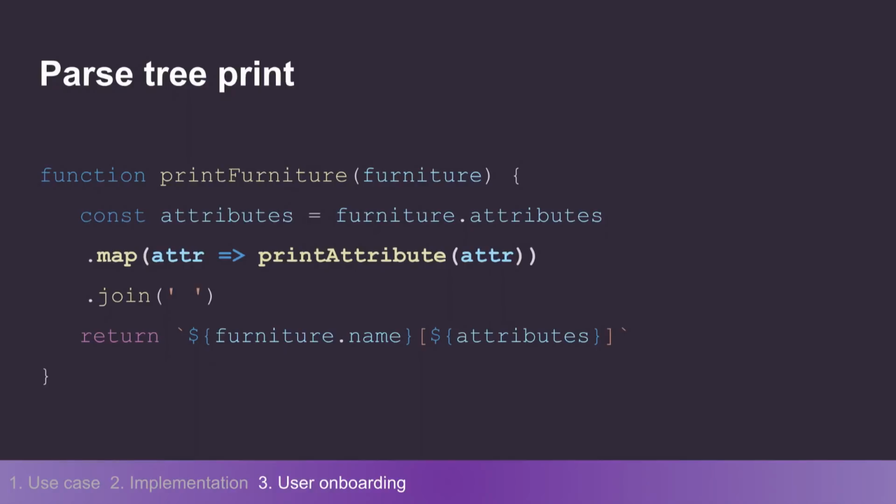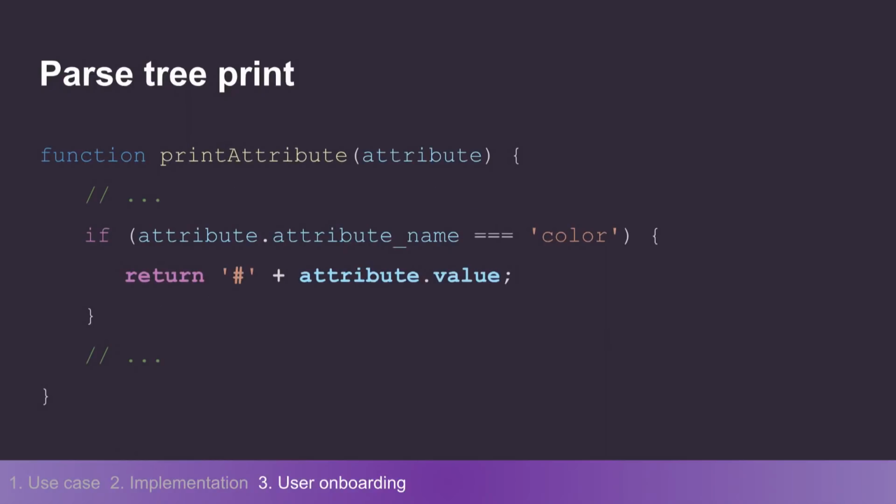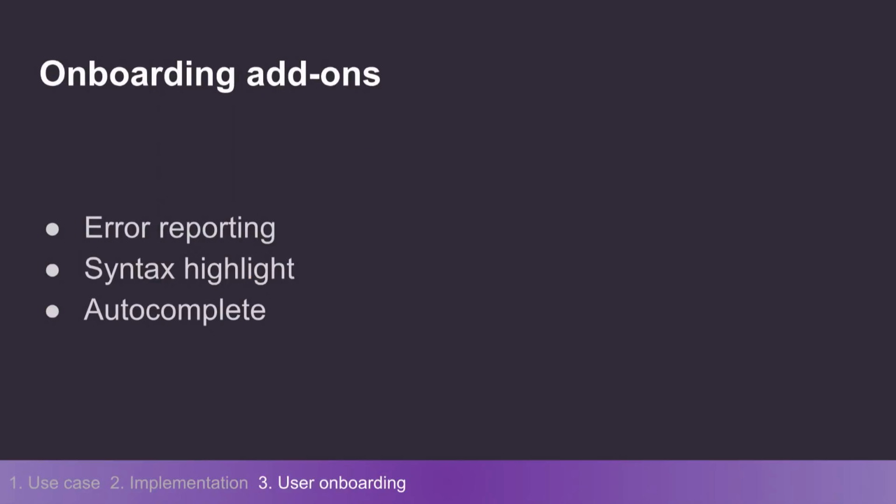So here, for example, I say furniture will be a furniture name, and the print value of all the attributes. And for attributes, since the attribute name contains a lot of context too, I can say, well, if it's a color, you print it as a hashtag and the attribute value. So you have no way to generate this, but if you're writing it by yourself it's actually fairly straightforward.